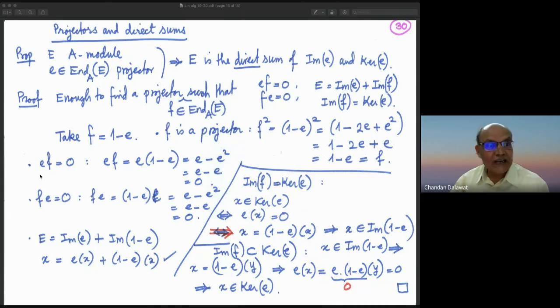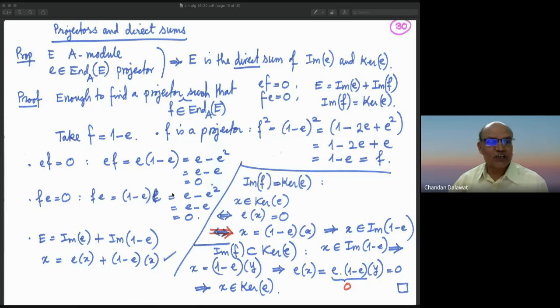Now let's check that F and E are orthogonal to each other. So let's compute EF. EF is E times (1 minus E), which is E minus E squared. But E squared is equal to E, so that becomes E minus E, which is 0. Similarly, FE is (1 minus E) times E, which is E minus E squared. But E squared is equal to E, so that becomes E minus E, which is 0. So E and F are orthogonal.